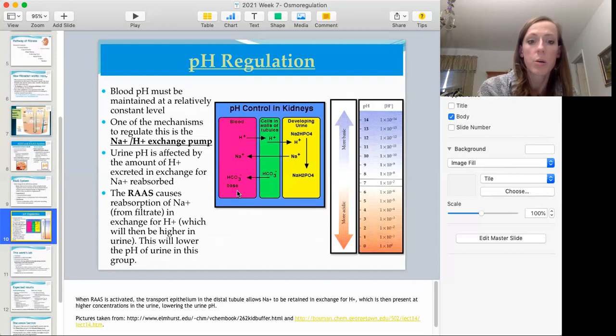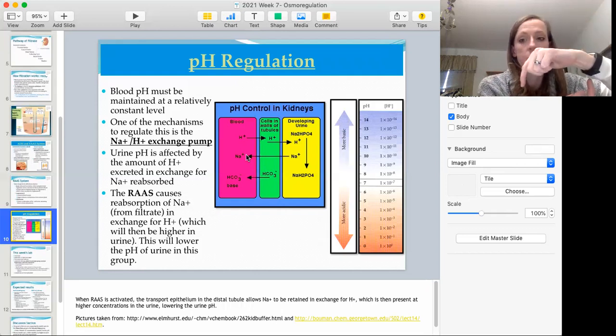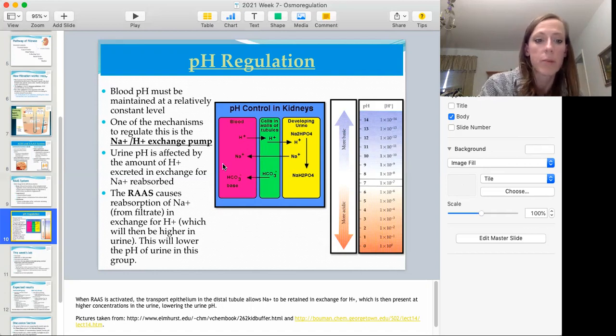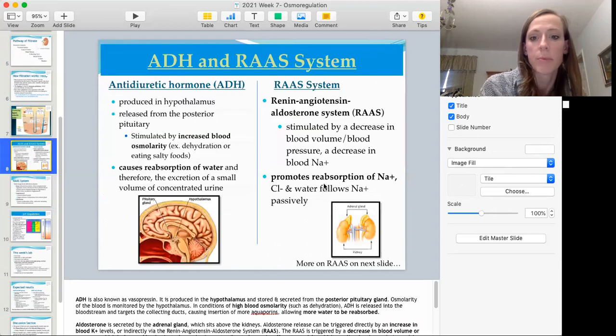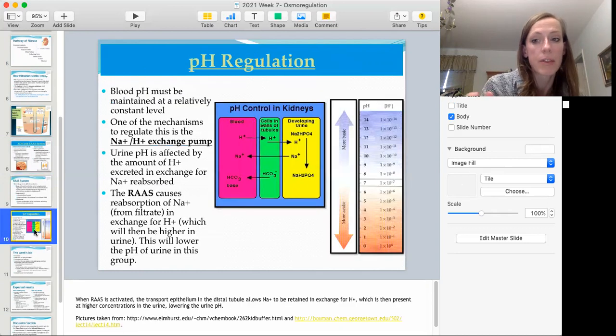Okay. So when sodium is moving, say, from the developing urine back into the blood, it happens by way of this pump that just swaps sodium for hydrogen. Okay. So sodium's going in this direction, hydrogen's going in the other direction. So when we're retaining sodium, as we had said we did with the RAAS system, which promotes the reabsorption of sodium back into the body, hydrogen is going to move the other way. Sodium moves back into the body. Hydrogen is going to be at a greater concentration in the urine.